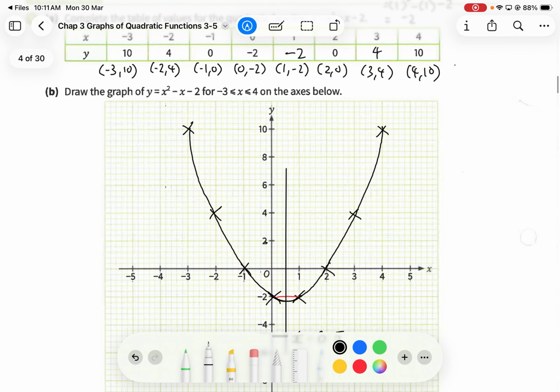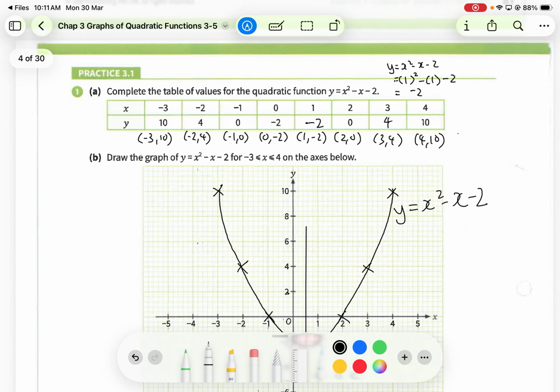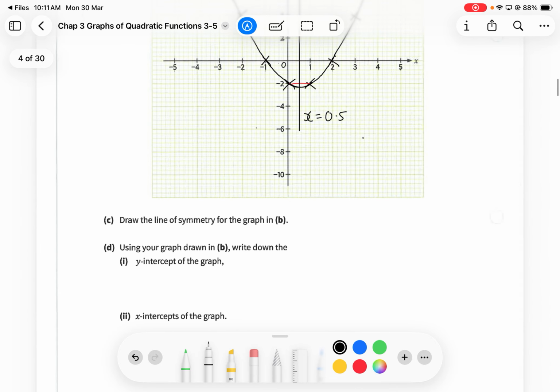Okay, just now I left out something. After we plot the graph, we write the equation beside the graph. So this equation y equals to x squared minus x minus 2. Write down the equation also. Tell people this curve, this graph is y equals to x squared minus x minus 2. Y is the height of this. How high or how low? X is the left and right. Okay.